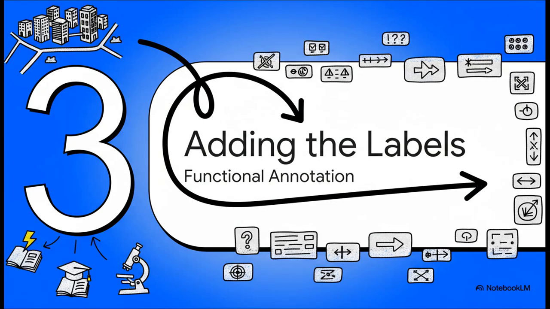Okay, so we found all the cities and roads on our map. Great, but we still don't know their names or what they do. Is this a power plant? Is that a school? That's our next big step, adding the labels. And this process is called functional annotation.